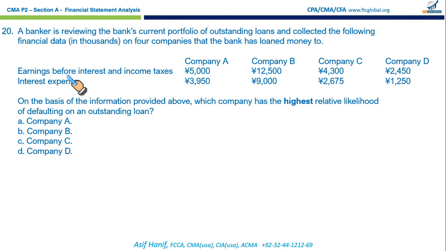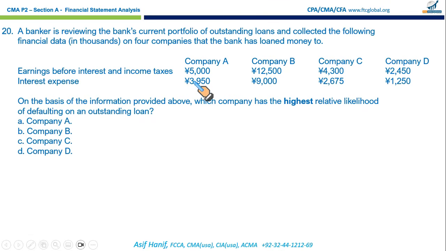Next, on the basis of the information provided above, which company has the highest relative likelihood of defaulting on an outstanding loan? For this, we will calculate a ratio that involves earning before interest and tax, and interest expense. Let's see the whole story. A banker is reviewing the bank's current portfolio of outstanding loans and collected the following financial data on 4 companies that the bank has loaned money to. Company A, B, C, D. Each has provided its earning before interest and tax and interest expense.